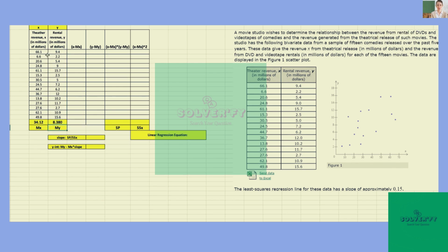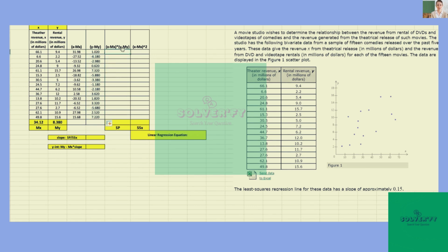Then you're going to take the difference between each one of your X values and your mean of X. So that's 34.12. And then I'm going to drag this down and it will calculate the rest of it. Then I'm going to find the difference between each one of my Y values and my mean of Y. And then I'm going to drag that down. Oops, sorry, I have to put the number in, 8.38. And let me just calculate that again.